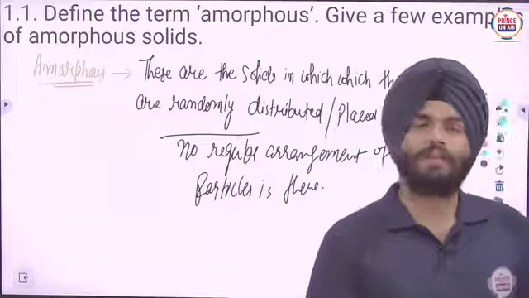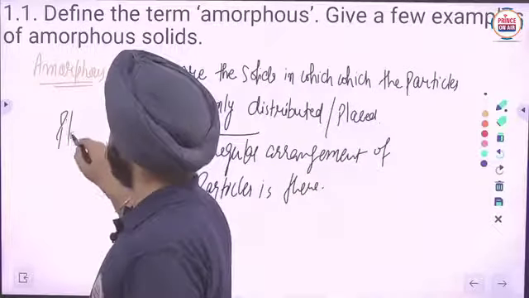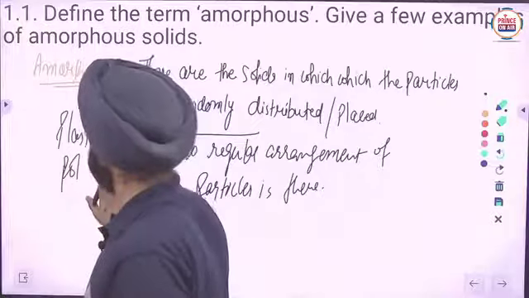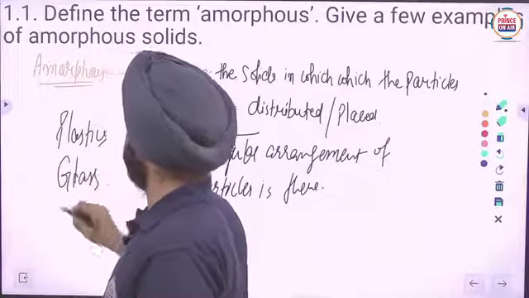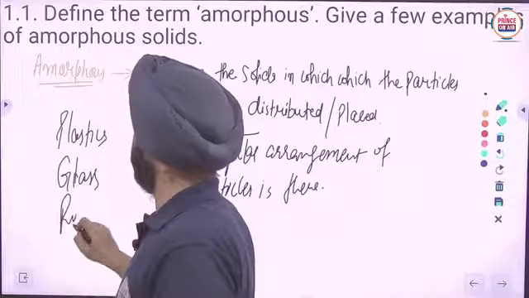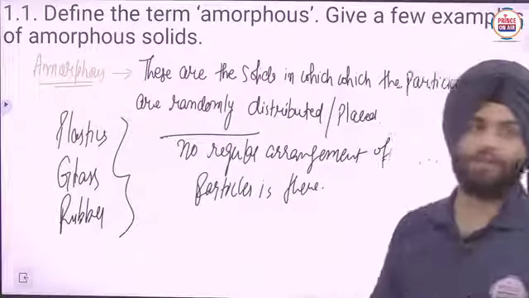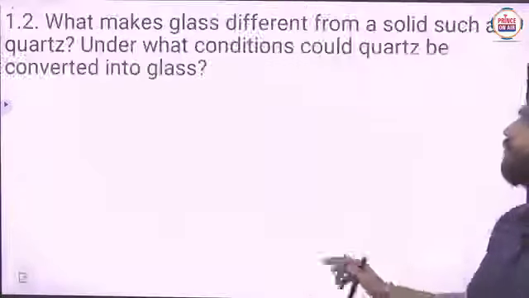Now give a few examples of amorphous solids. The examples are plastics, polymers you can take here, glass, and rubber. So these are the examples of amorphous solids. Let's start the next question.